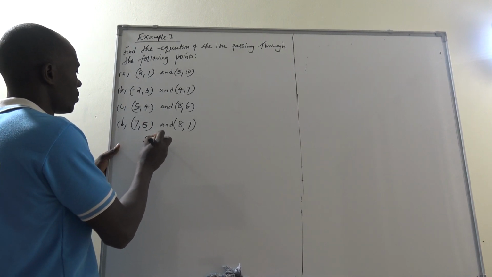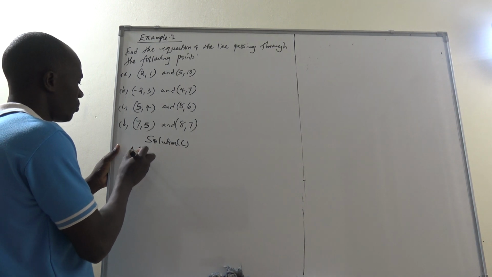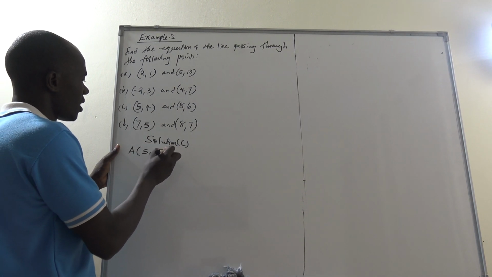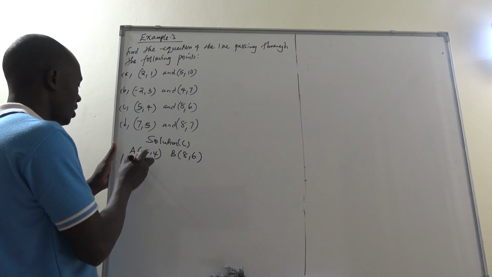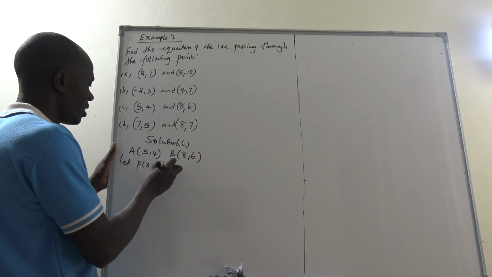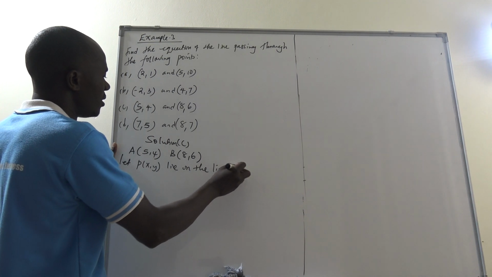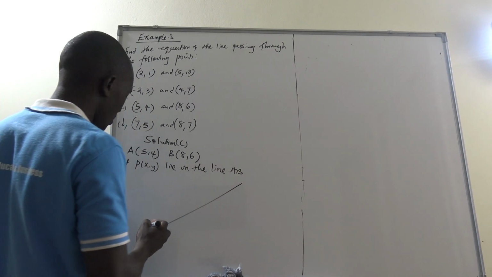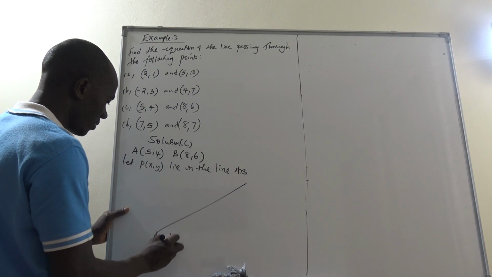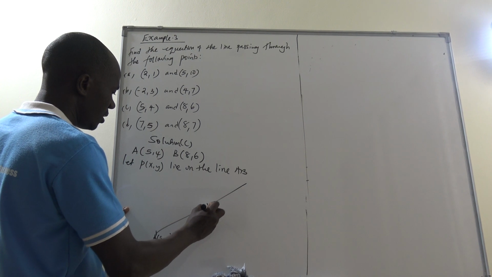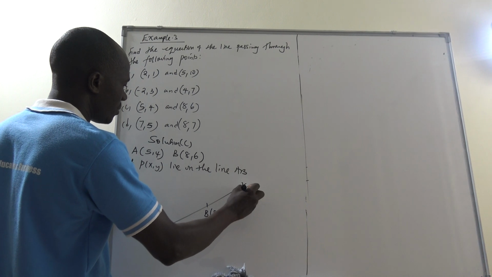So we are on the solution for part C. We have point A as 5, 4, and point B as 8, 6. Let point P(x, y) lie on the line AB. This is our line. We have A as 5, 4, this is point B as 8, 6, and this is point P(x, y).